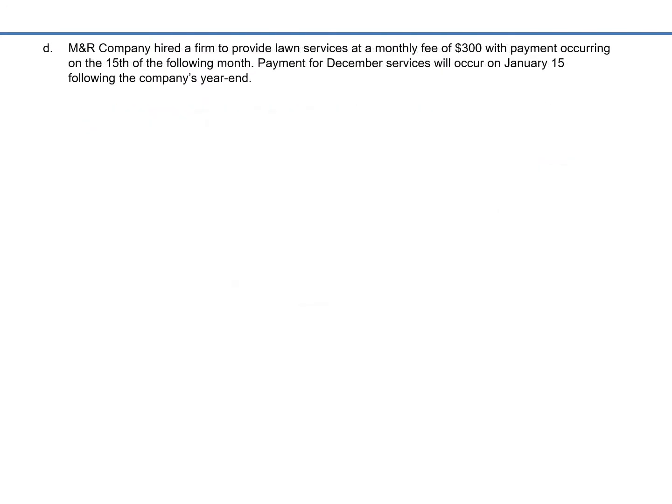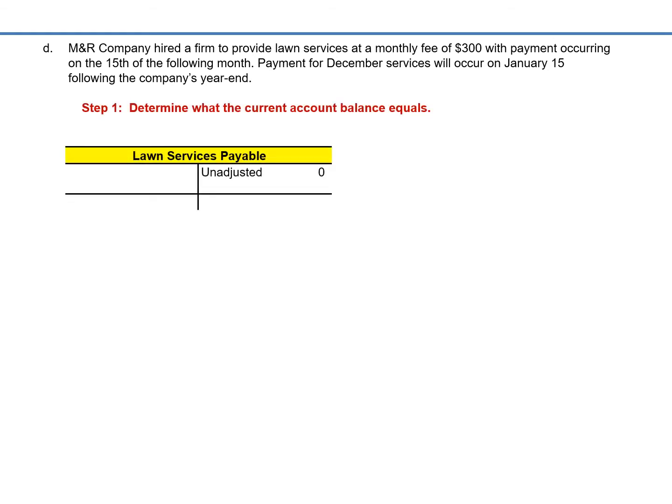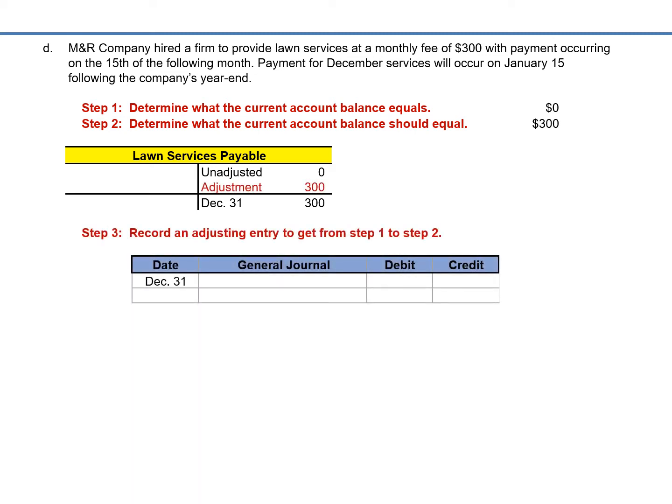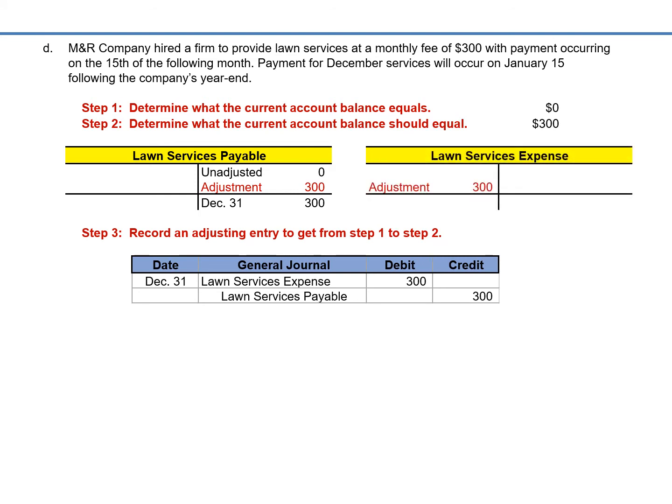M&R Company hired a firm to provide lawn services for a monthly fee of $300, where payment occurs the next month. So what is our current balance equal? Zero, and our lawn services payable needs to equal $300. To increase liability accounts, we credit. So we credit lawn services payable and we debit lawn service expense.